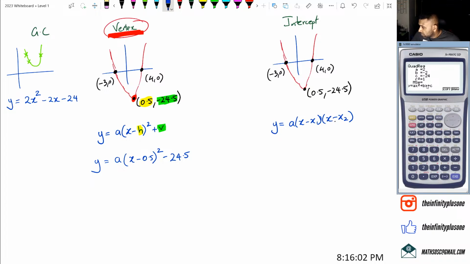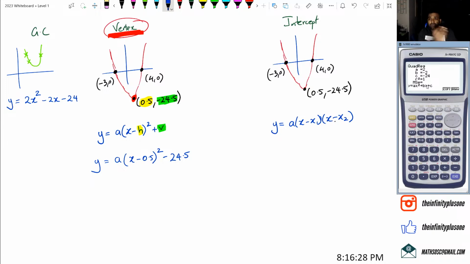Once you do the vertex, the next part is you've got to figure out what the a value is. Now, I don't think we've started any merit or excellence questions yet. We're still covering the basics. I'll do one more session of basics with exponential, and then we'll start going into those merit and excellence questions.